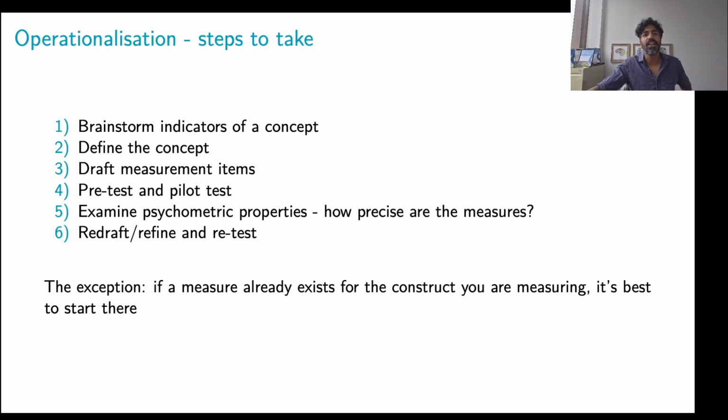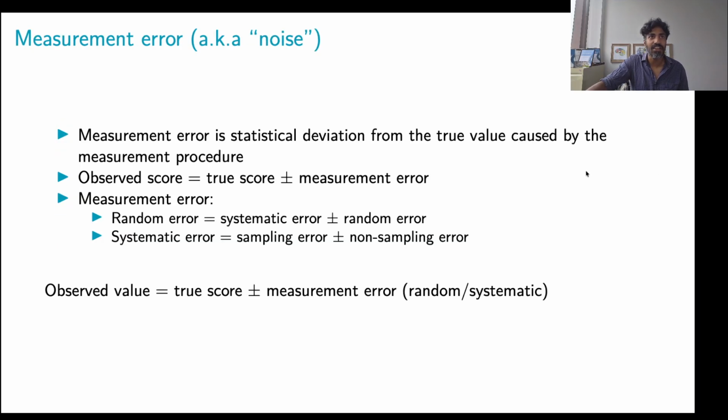The exception in this whole process for operationalization is if a measure already exists for a construct you're measuring, you start from that measure and see how we can improve it. You don't redo this whole process every time you want to update a measure. So that is everything about operationalization.